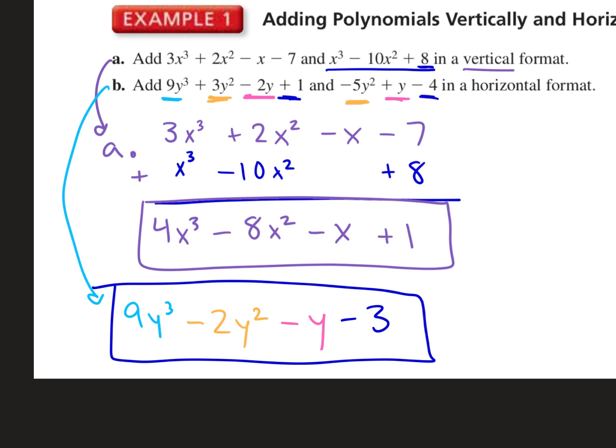So adding horizontally, you just find your like terms and add them together. You can add it however you want. If you think adding them vertically is easier, do it that way. It's super important for these questions that you stay organized and be careful with your signs.